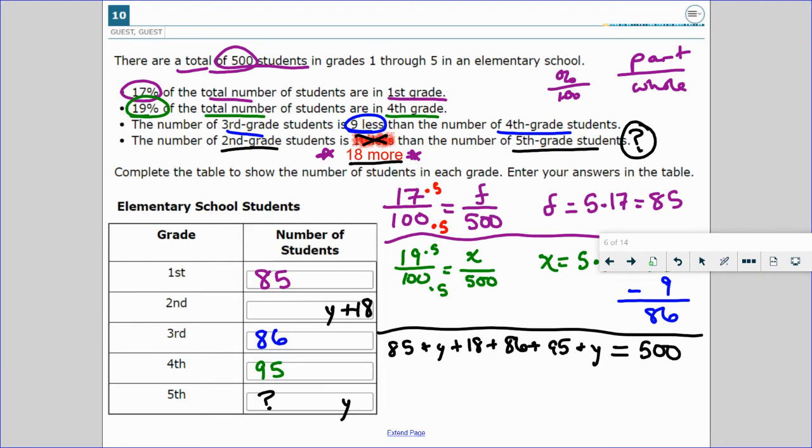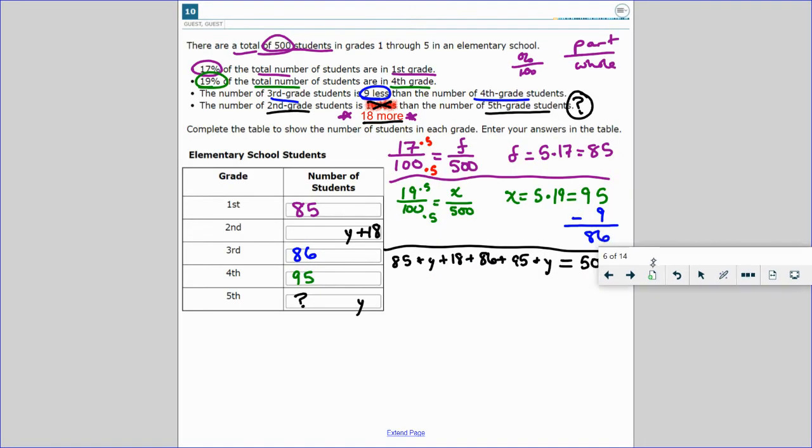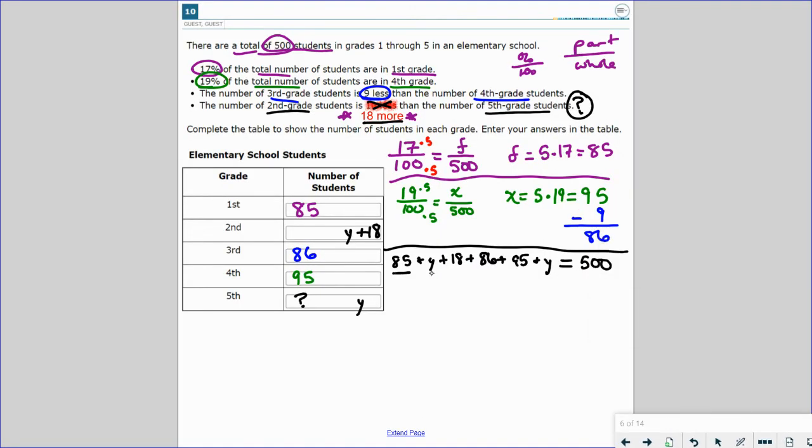Now at this point, some of you are saying, this is a multi-step equation. We know how to do this. Let's go ahead and combine some like terms. So I'm seeing 2y's. Now I'm going to have to add 85, 18, 86, and 95.